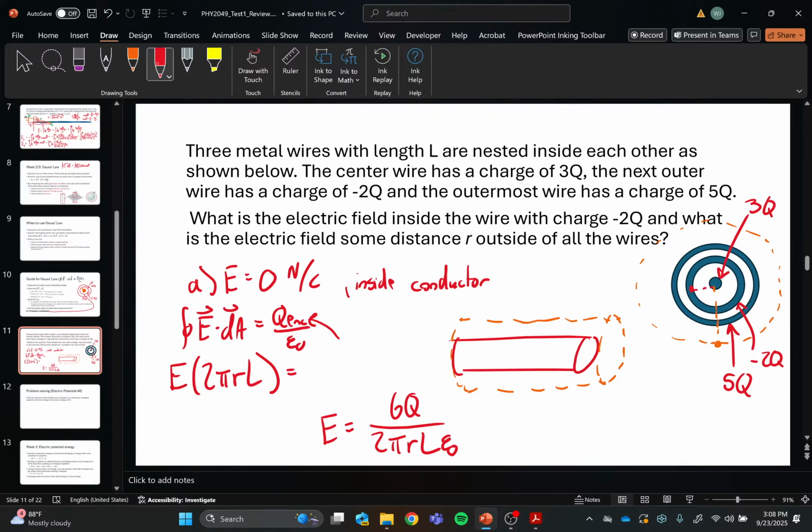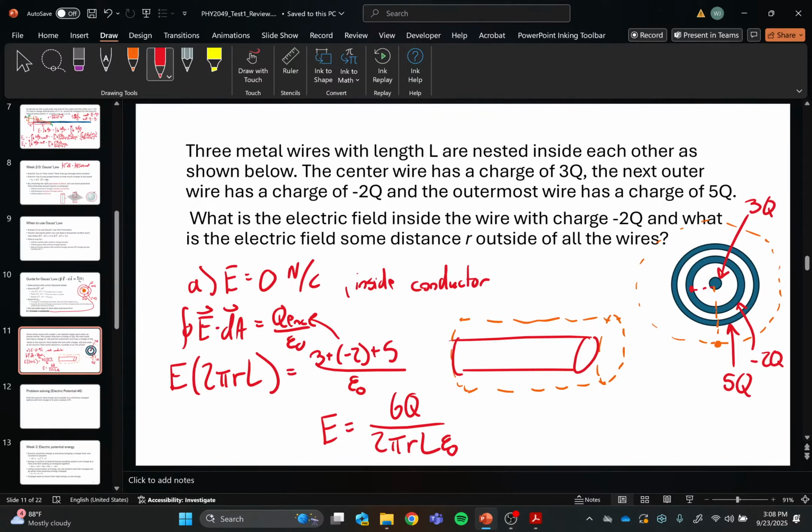All right, so your Q enclosed, we got all of it. What is all of it? Just add it up. 3 plus -2 plus 6, 5 plus 5. Over epsilon naught. And through algebra, you get the answer. So this is one example of Gauss' law.